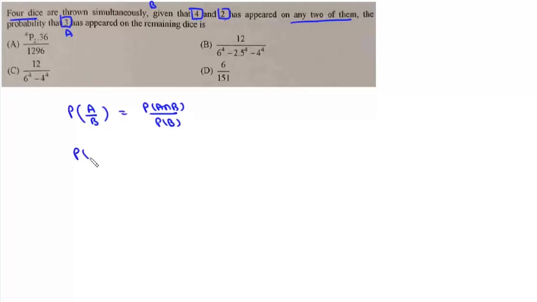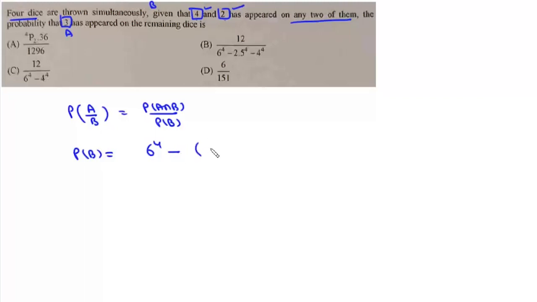Now first we'll calculate the probability of B. The probability of B is the probability that when we have thrown 4 dice, the numbers 4 and 2 have appeared in any 2 of them. Now we can solve this using inclusion exclusion. The total number of ways is 6 to the power 4, minus all those cases in which at least one of them is missing.